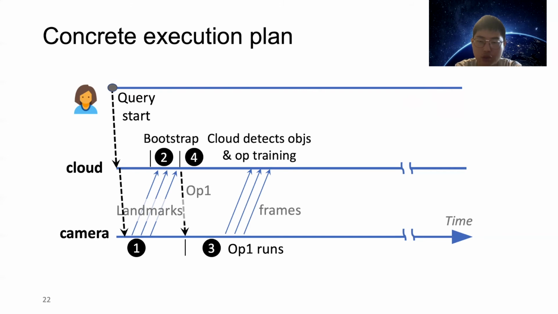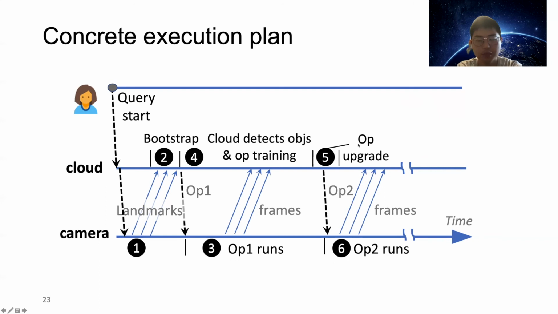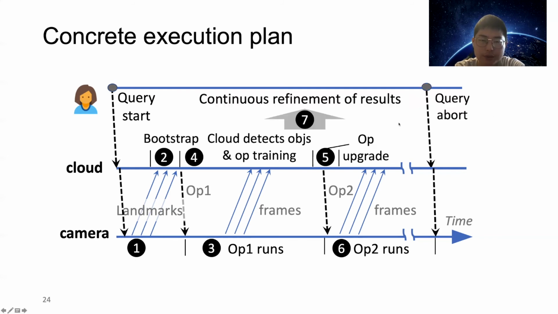So only those true positive frames will be returned to the users. Using the frames and the process results as the annotations, new operators will be trained on the fly and then downloaded to cameras for upgrading. During the whole process, the query results will be continuously refined to the user, and the user can abort the query anytime she finds the results satisfactory.